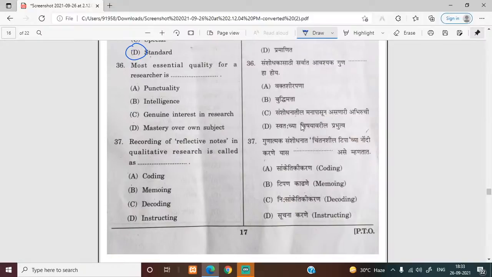See, what is punctuality? Punctuality means anything that we do on time. Like if the student comes every day at 7 o'clock in the morning and the school starts at 7, so that is punctual. That means he's coming on time. What is intelligence? Intelligence means having a high IQ.